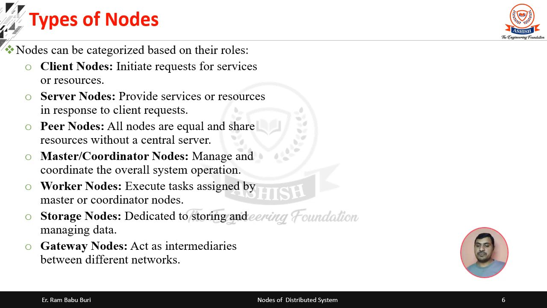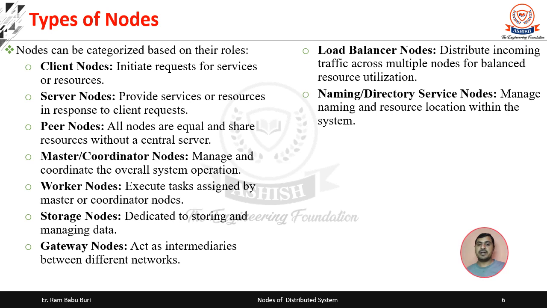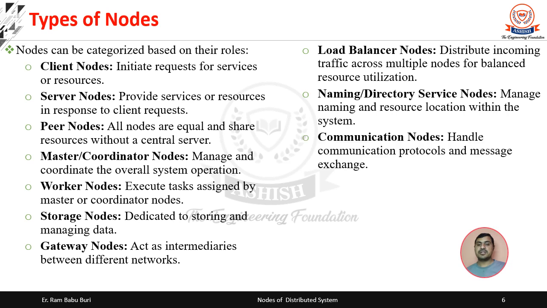Next is gateway node. It acts as an intermediary between different networks. Next is load balancer node. It distributes incoming traffic across multiple nodes for balanced resource utilization. And another is naming and directory service nodes. They manage naming and resource location within the system. And another is communication nodes. They handle communications, protocols, and message exchange.